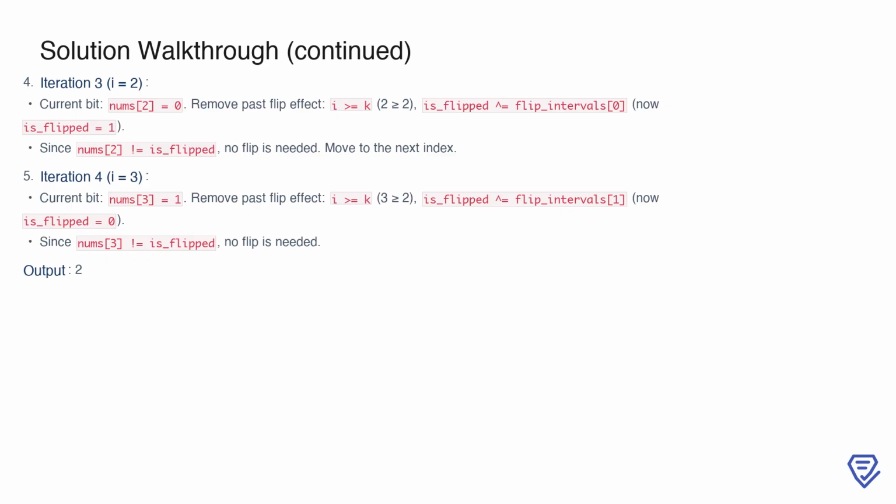At i equals 3, the current bit is nums[3] equals 1. Again, we remove the effect of the flip at flip_intervals[1] by XORing it with is_flipped, which resets is_flipped to 0. Since nums[3] does not match is_flipped, no flip is needed. All bits are successfully flipped to 1, and the final flip_count is 2, so the output is 2.